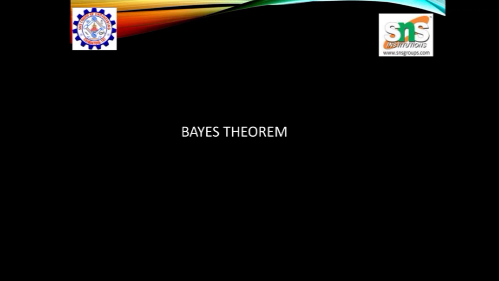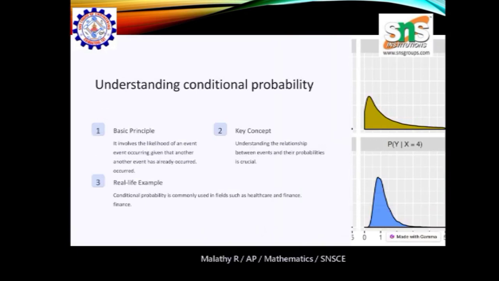Then understanding conditional probability. The principle of conditional probability involves the likelihood of an event occurring given that another event has already occurred. The key concept is that understanding the relation between the events and their probability is crucial. A real life example: conditional probability is commonly used in fields such as healthcare and finance. Why is it mostly used in healthcare and finance? Let us see how health is defined.